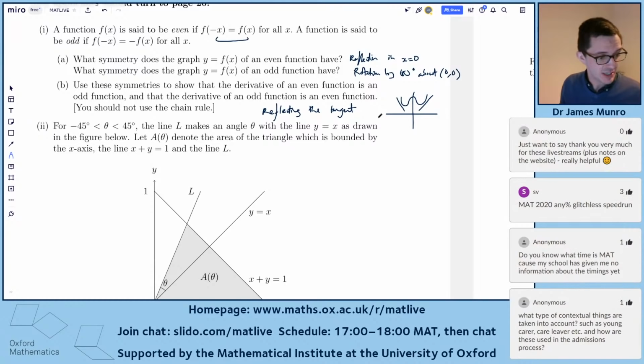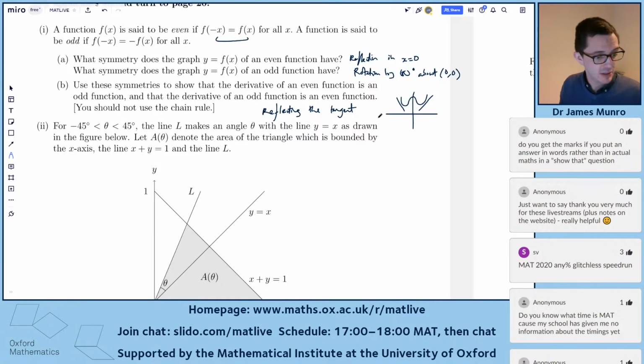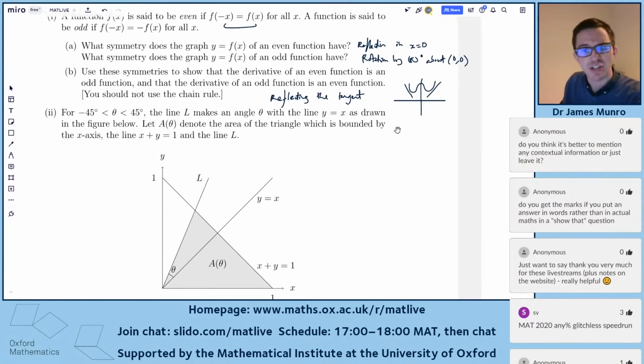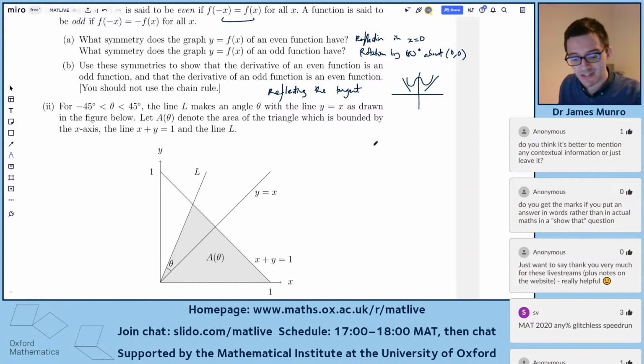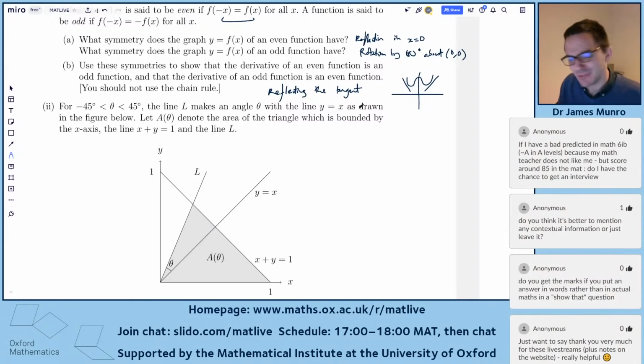People are still being nice in chat, which is nice. Put your answer in words is fine for show that questions. Is it better to mention contextual information? Mentioning stuff is always good. It's helpful. It's one of the reasons I like personal statements is they mention useful information, as well as talking about karate and swimming or whatever, which I don't use.